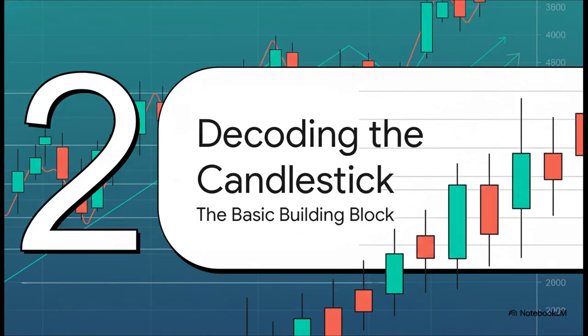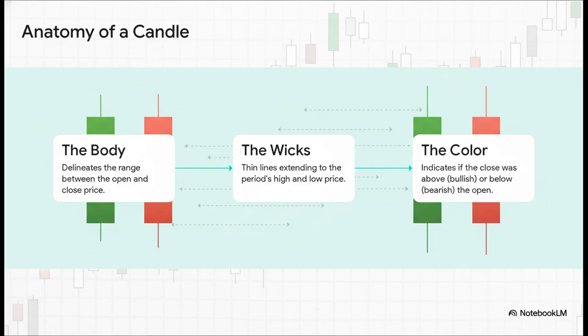Okay, so the absolute key to all of this is understanding the basic building block. Before we can read the whole story, we've got to learn to read a single word, and for us, that word is the candlestick. So let's break one down. Every single candle has three key parts. First, you've got the thick part. That's the body. It shows you the range between where the price opened and where it closed. Then you have those thin lines sticking out. Those are the wicks, and they show the absolute highest and lowest prices that were hit. And finally, the color. The color tells you who won the fight.